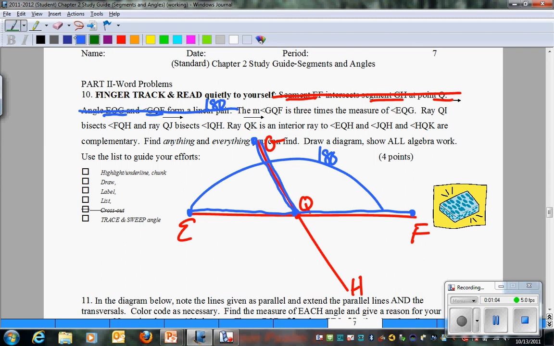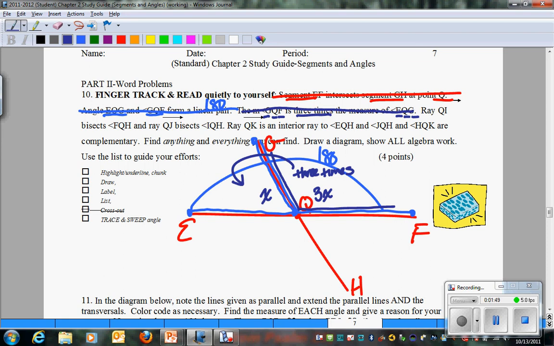We know that GQF is how many times bigger than EQG? 3 times. So we trace G, Q, F. I'm going to actually just do the words. 3 times bigger than that. And I do a little arrow. 3 times bigger than that. Now, we need to translate the 3 times bigger than that into an equation. So this is 3x. So what's the that? That's just x. Do you understand how I did that? Okay. So we cross it out.